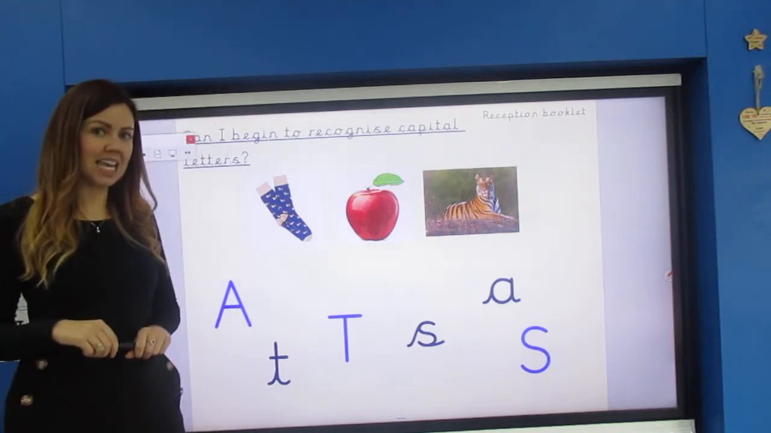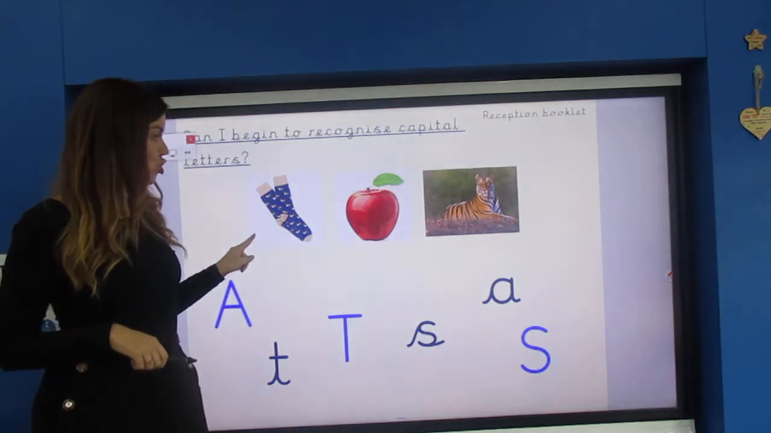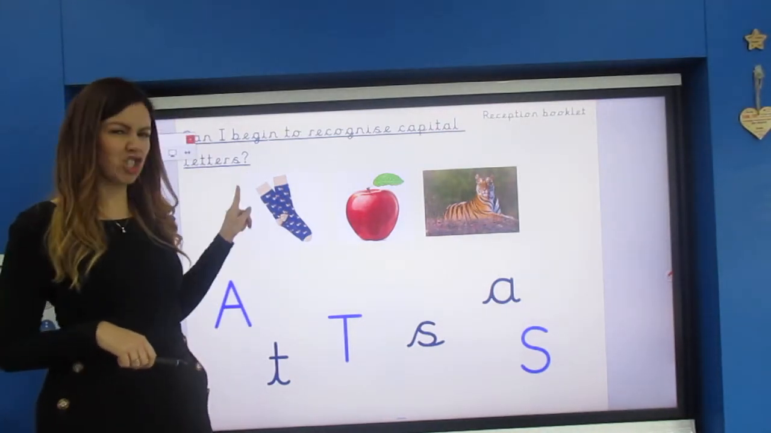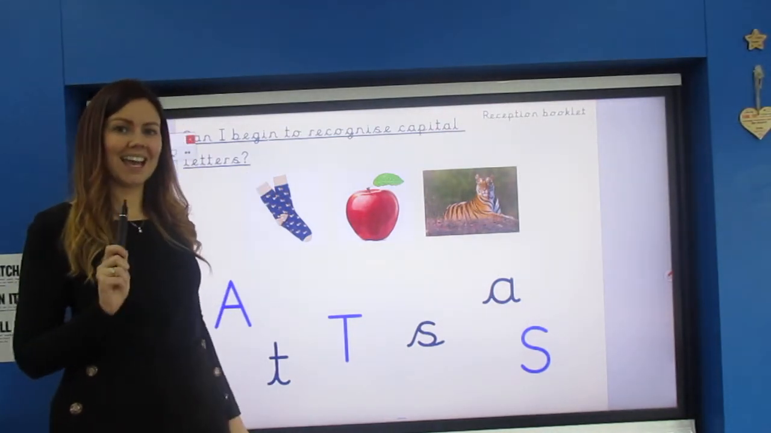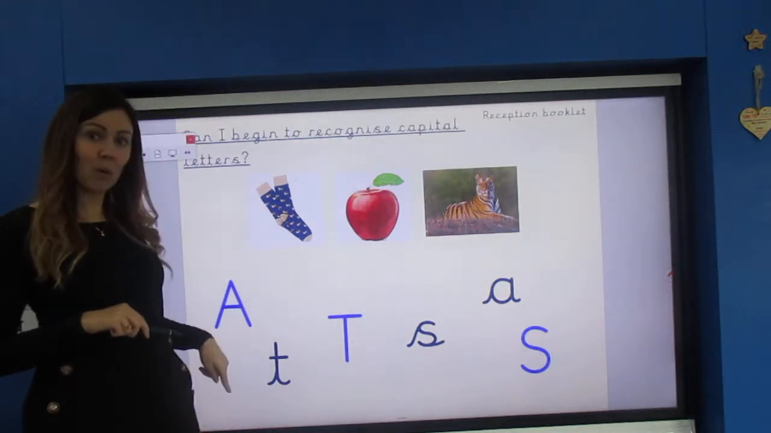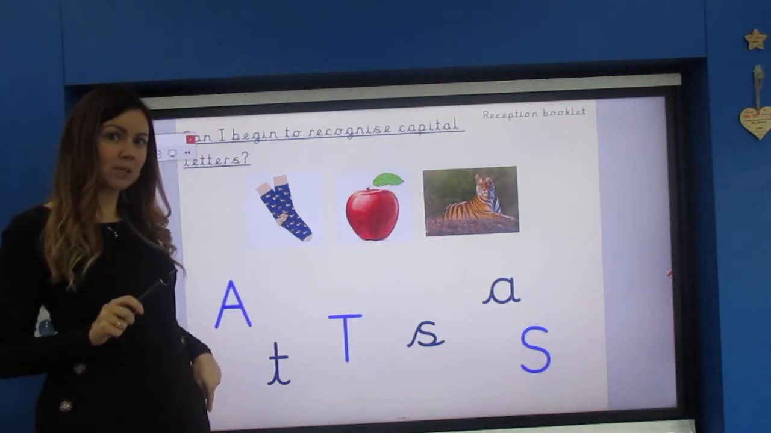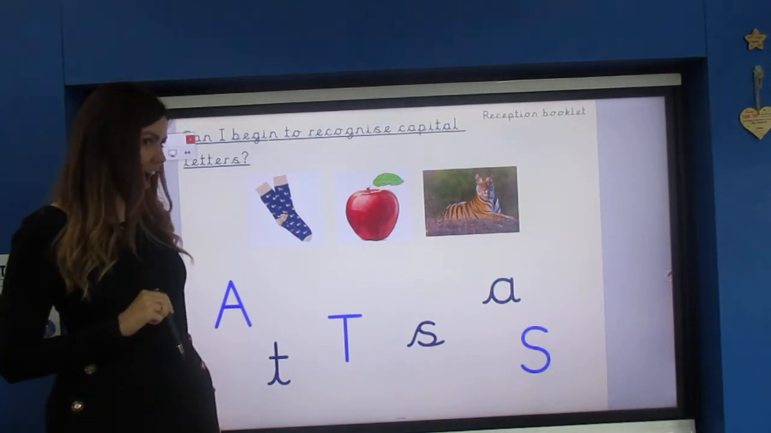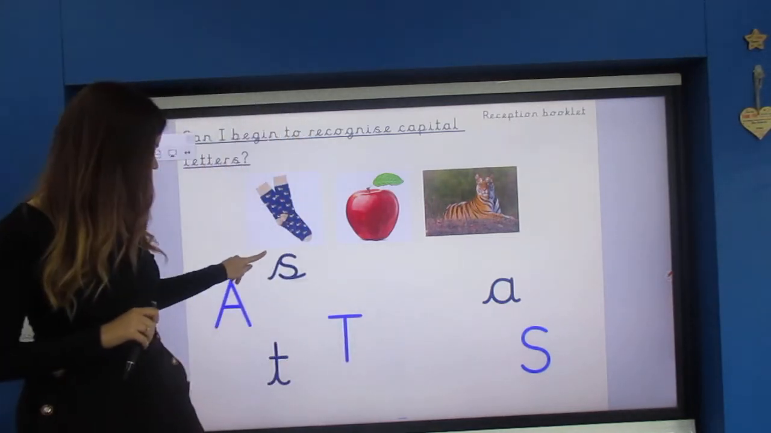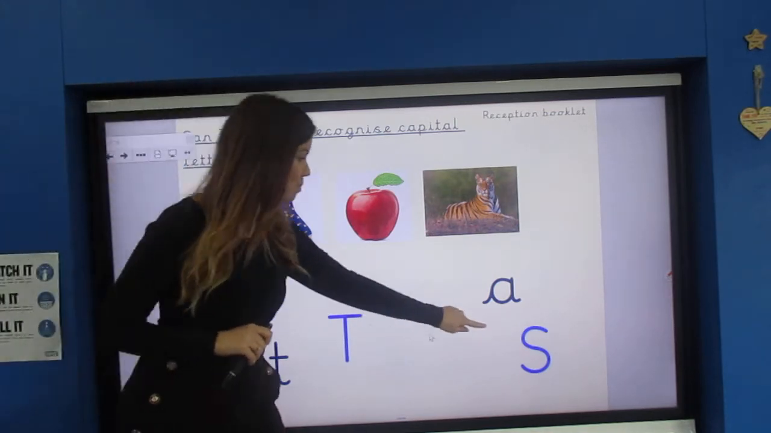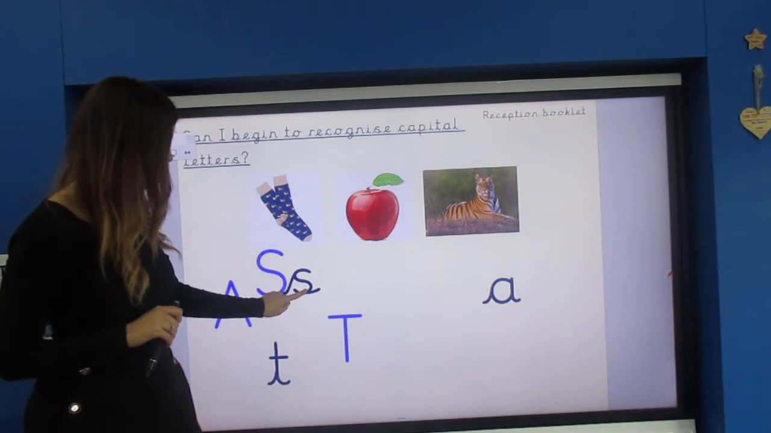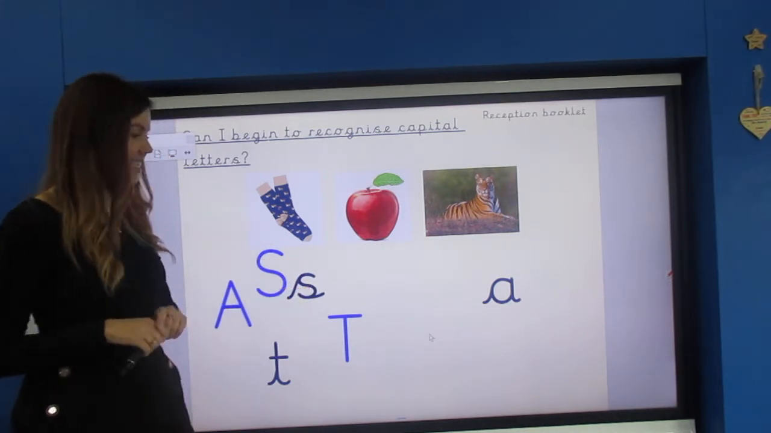So I have got here a sock, two socks, a pair of socks. So I want S for socks, letter S. Can you find them? Point to them for me. There's a capital and a lowercase. Where are they? Well done, there's my lowercase letter and my capital letter. My capital S is bigger than my lowercase s.